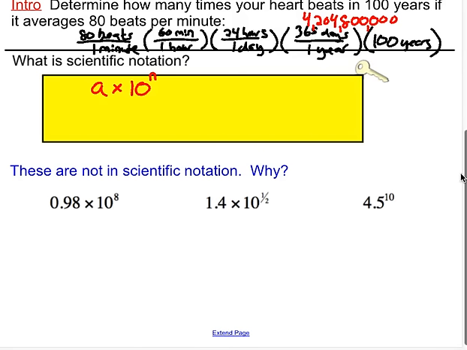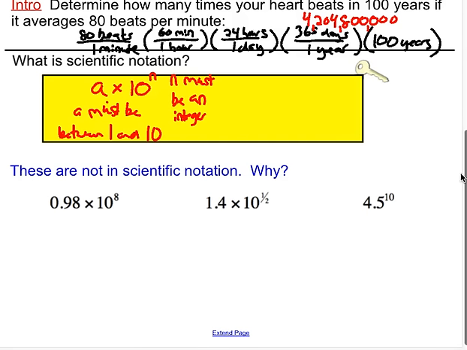Now, what are the restrictions on this? Well, A must be between 1 and 10. And then the exponent n must be an integer. By integer, I just mean a nice number, like 1, 2, 3, 4, -1, -2. Those are the restrictions when you're writing something in scientific notation.